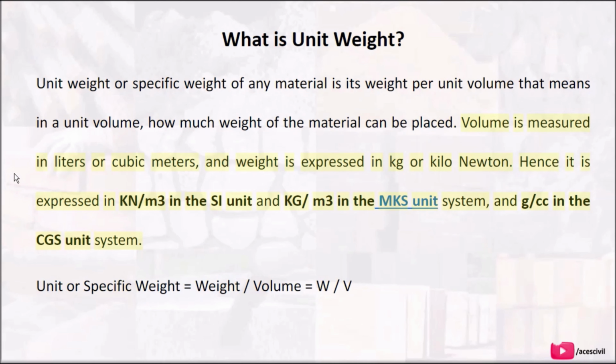Volume is measured in liters or cubic meters, and weight is expressed in kg or kilonewton. Hence it is expressed in kN/m³ in the SI unit system, kg/m³ in the MKS unit system, and g/cc in the CGS unit system. Unit or specific weight equals weight over volume, equals W/V.